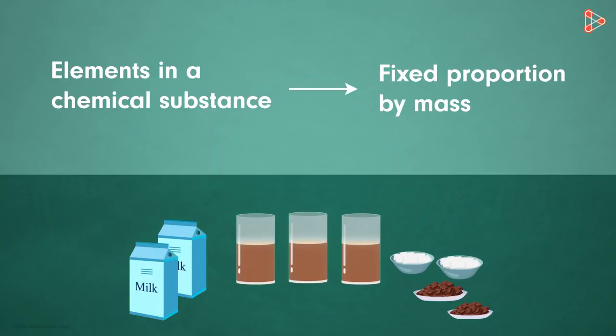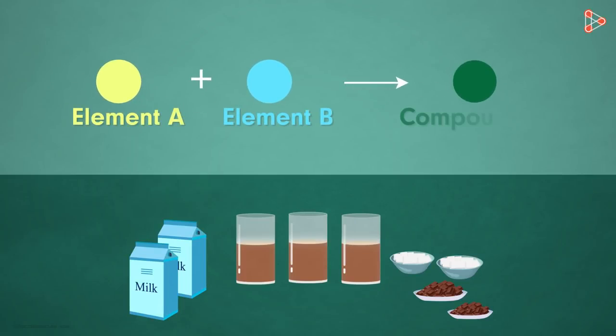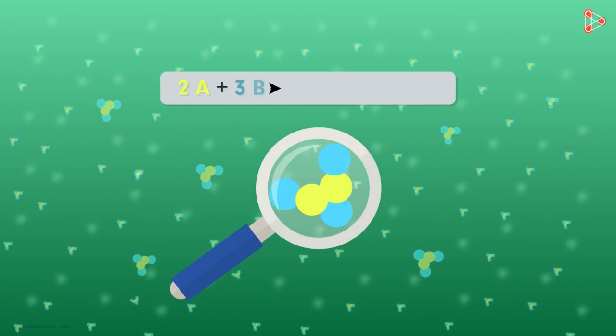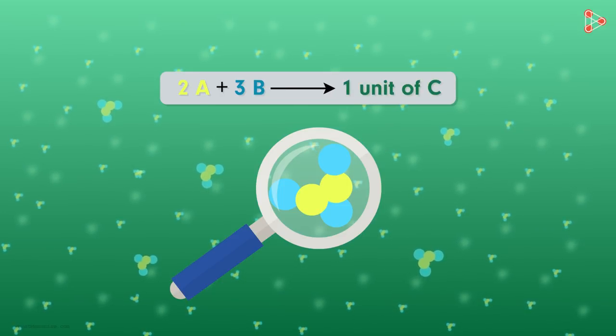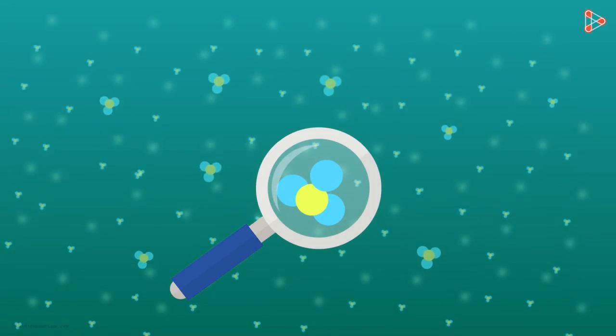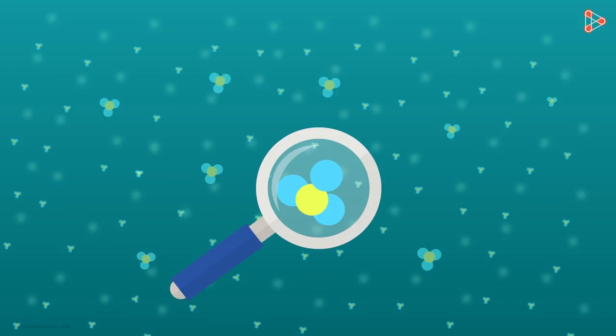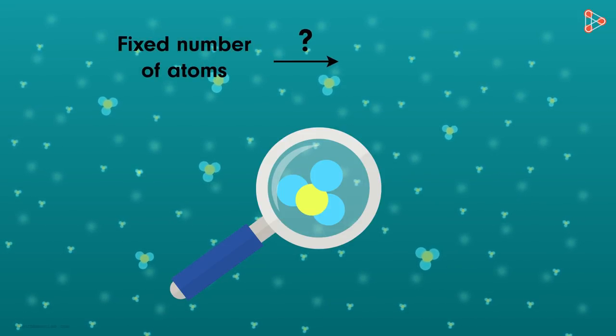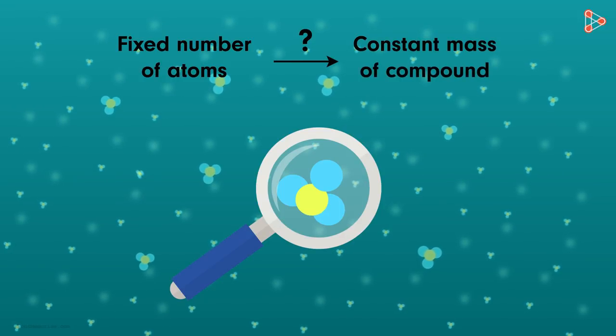So let us take the example of elements A and B giving us the compound C. Now, if we observe just one single unit of the compound C, then we can notice that it has 2 atoms of element A and 3 atoms of element B. Is it true for all the units making up the compound C? Yes, it means that even if one atom from any of these units is removed or added, then it can no longer be called compound C. It will change to something different. So if the number of atoms is fixed, then the mass will also be constant, right?